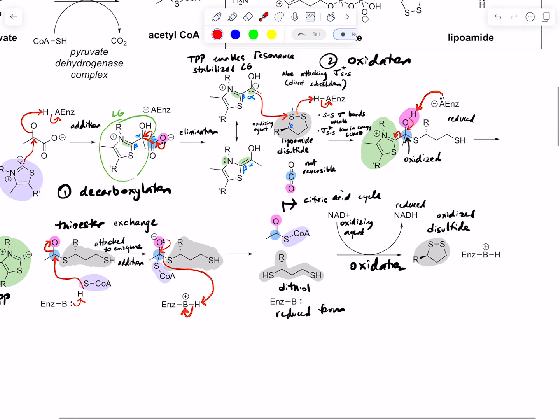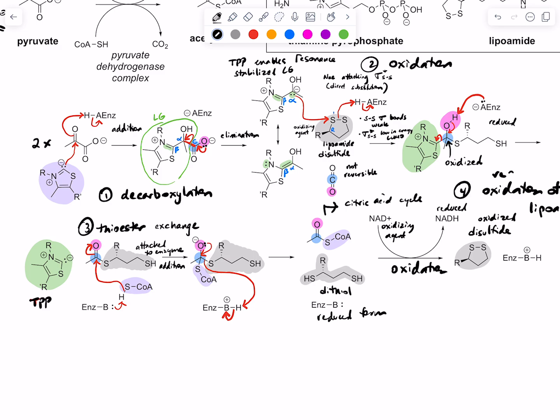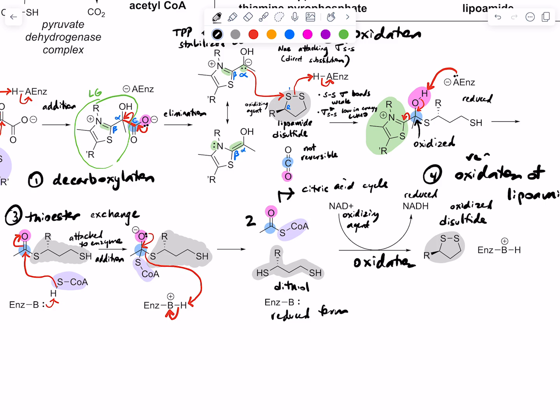So let's see, overall, what steps? Decarboxylation, oxidation to the thioester, thioester exchange, and reoxidation of lipoamide. All of this takes place in a 3-enzyme complex called the pyruvate dehydrogenase complex. 3 different subunits, some of them catalyze multiple steps, and all of this is required before you can get to acetyl-CoA. And of course, remember that glycolysis gives us 2 pyruvates for every molecule of glucose. So we're going to get 2 acetyl-CoAs, 2 CO2s, and 2 NADHs out of this.